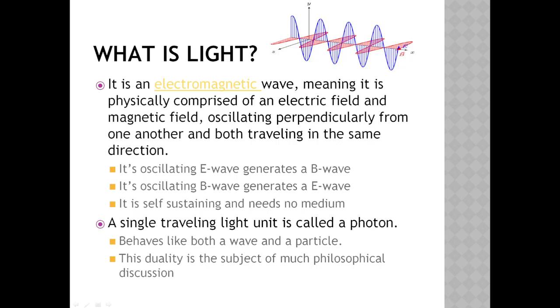This is sort of epitomized in what we currently believe the physical structure of light to be. If you've heard the term electromagnetic wave before, and I would hope that you've at least heard the term before, light is called an electromagnetic wave because it is physically made of both an electric field and a magnetic field oscillating in tandem together and traveling together in the same direction.